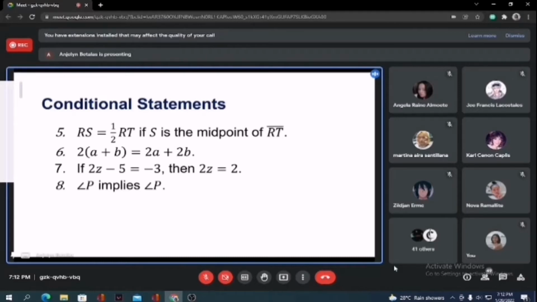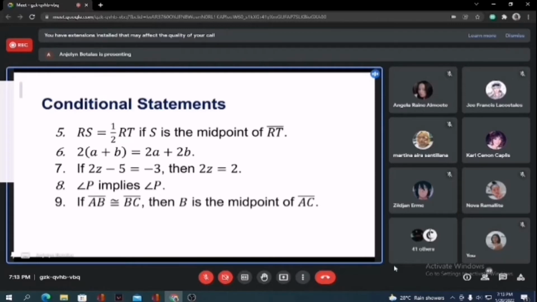Class, in this case, later on in the next topic in third quarter, we will take up definitions and theorems. You will encounter them later and solidify them. This one is the reflexive property. Number 9.